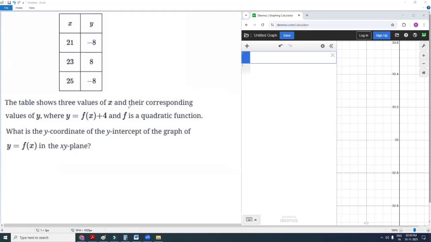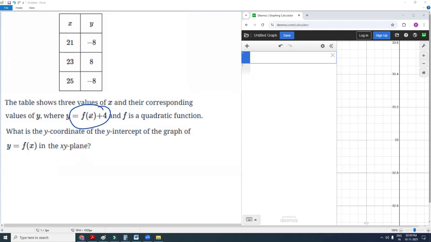The table shows three values of x and their corresponding values of y, where y equals f of x plus 4 and f is a quadratic function. What is the y-coordinate of the y-intercept of the graph of y equals f of x in the xy-plane? Okay, for this function f of x, we have to find the y-coordinate of the y-intercept.